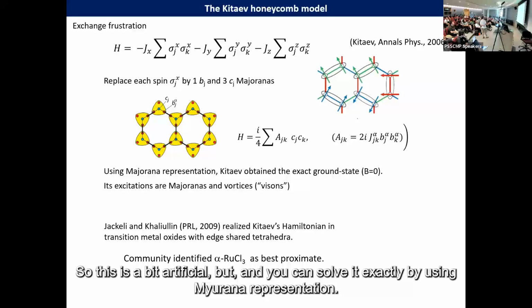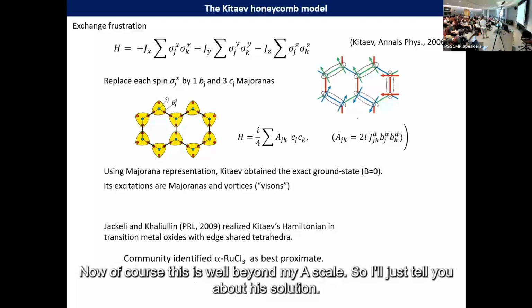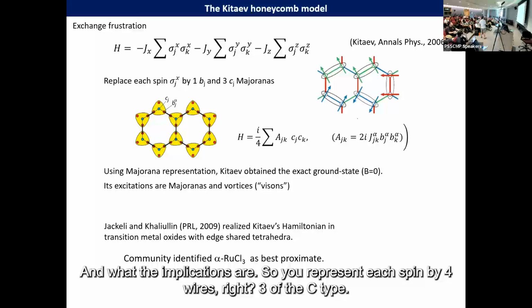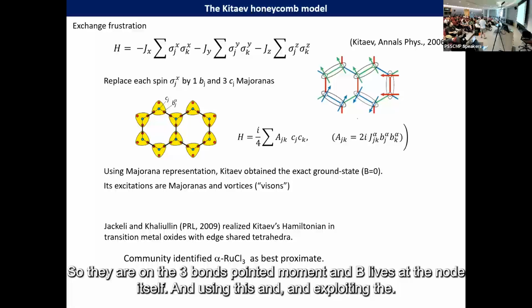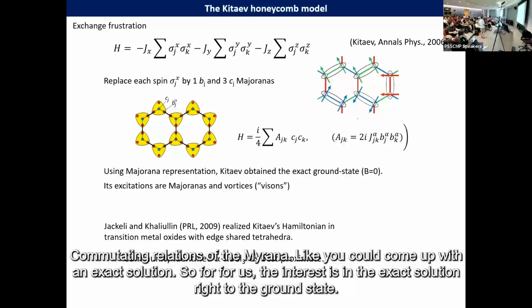And he could solve it exactly by using a Majorana representation. Now, of course, this is well beyond my pay scale. So I'll just tell you about his solution and what the implications are. You represent each spin by 4 Majoranas, right? 3 of the c type, so they lie along the 3 bonds pointing to the node, and b lives at the node itself. And using this and exploiting the commutation relations of the Majoranas, you can come up with an exact solution. So for us, the interest is in the exact solution to the ground state at zero field.